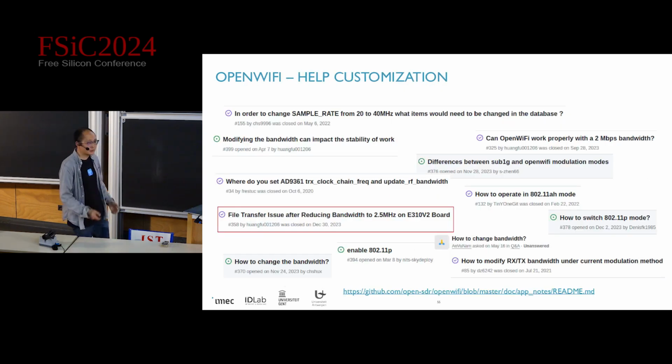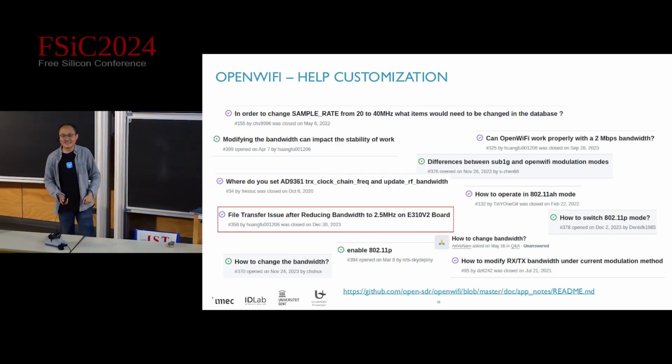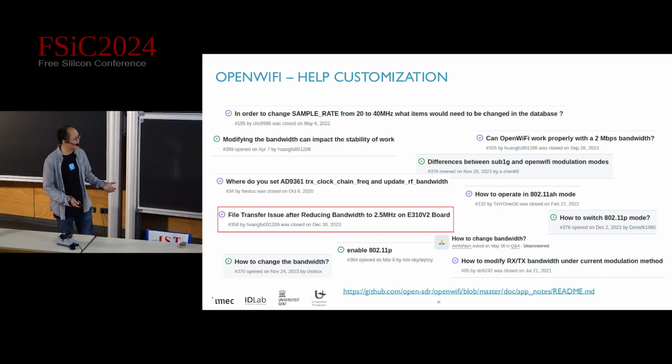And for customization of the Wi-Fi, we do observe lots of activity there. Here is a snapshot of the issues on GitHub. Many people ask, how can I change the bandwidth from 20 megahertz to like 2 megahertz or 5 megahertz, right? And it seems like some people have already succeeded. See, file transfer after reducing the bandwidth. Before our project, it was not possible because with a commercial chip, you can't change anything.